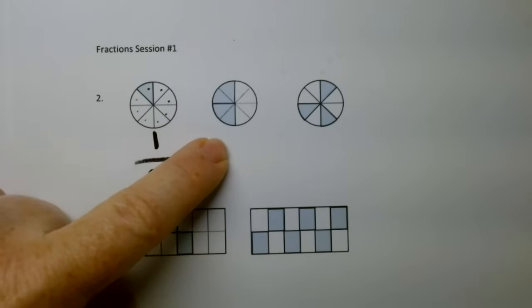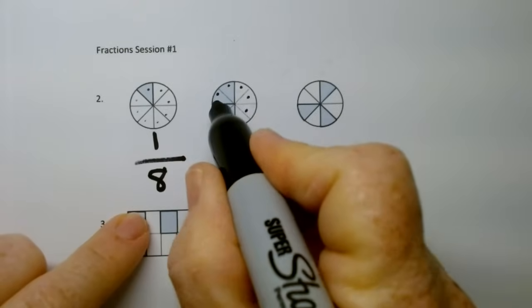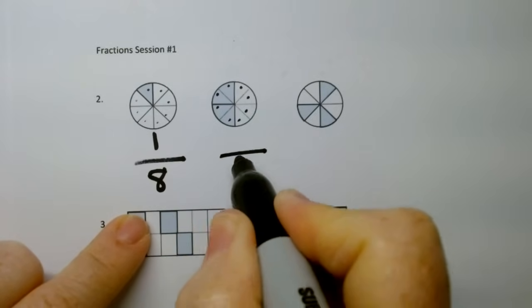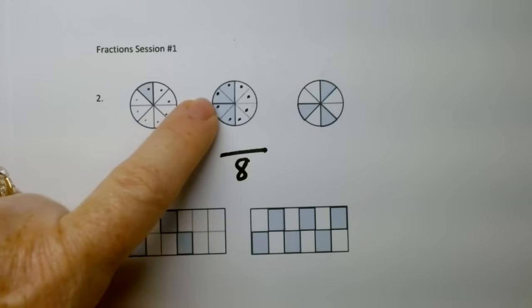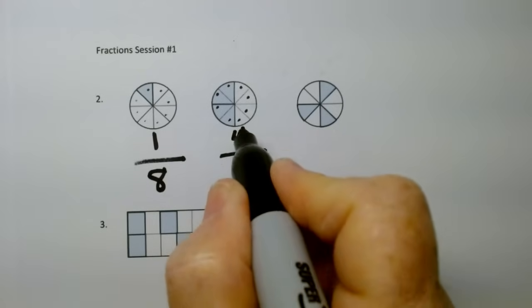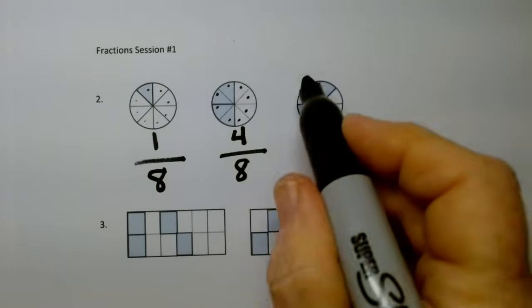Okay. Can you do this one? How many are possible? 1, 2, 3, 4, 5, 6, 7, 8. It's the same picture, isn't it? Okay. But how many are shaded here? This is different, right? We have 1, 2, 3, 4 shaded. So the shaded number goes on top, and this goes on the bottom. Okay. And what about this?